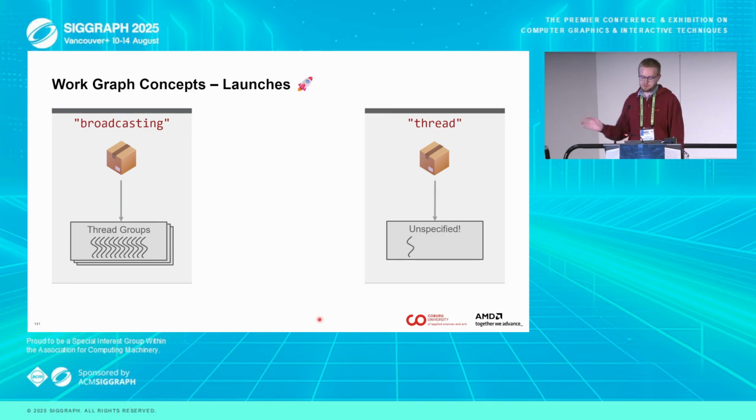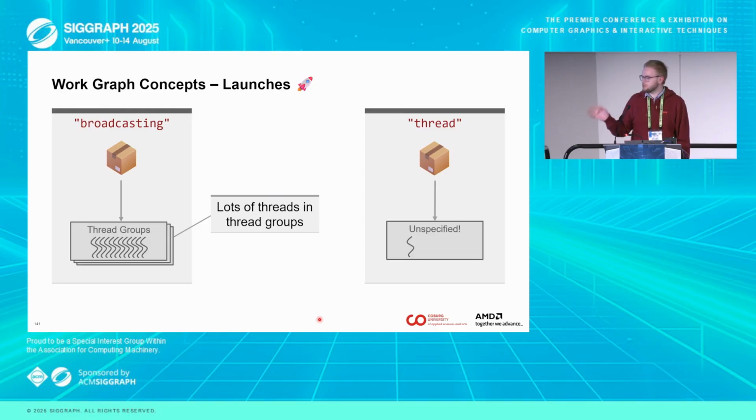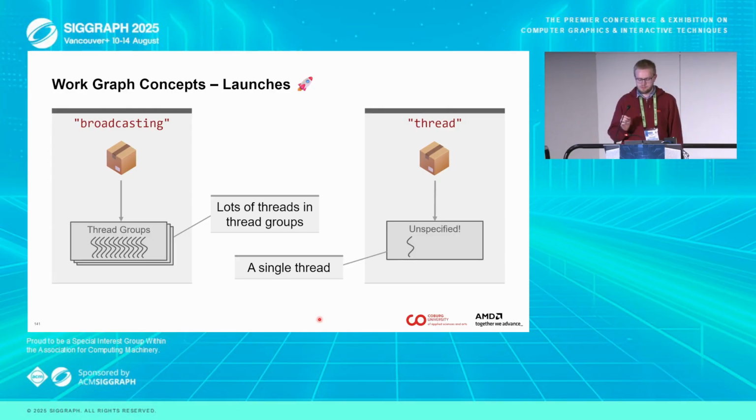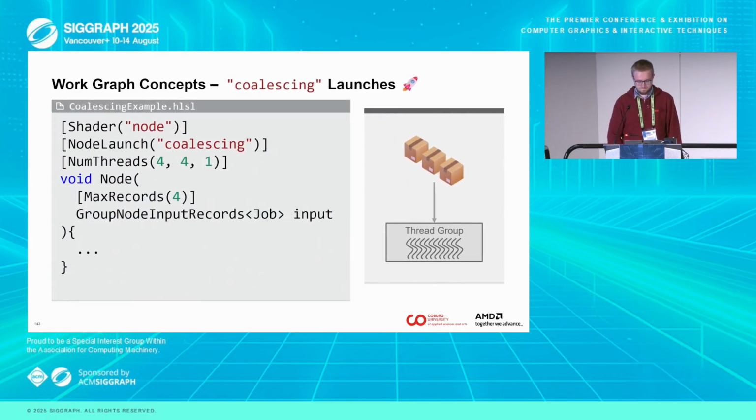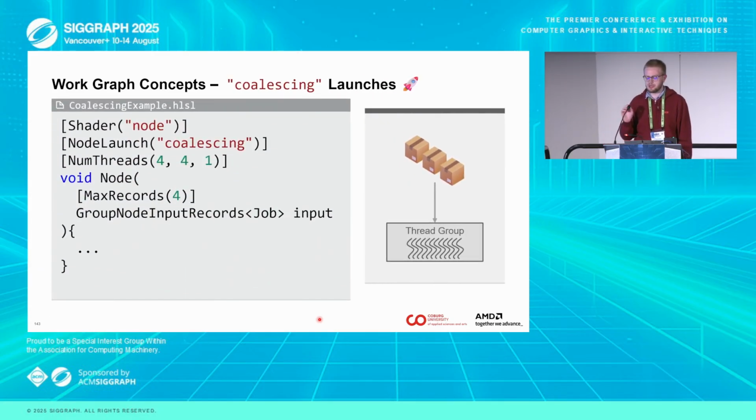Okay, so this concludes the thread launch mode. So for the broadcasting, you can launch per record multiple or a grid of thread groups. And for the thread launch mode, you can launch per record a single thread. Now you could think, okay, these are two extremes, maybe there's something in between, and this is where the coalescing launch mode comes in. And here you will launch one group of threads, but this group of threads will get a varying number of records, which we will see in a second.